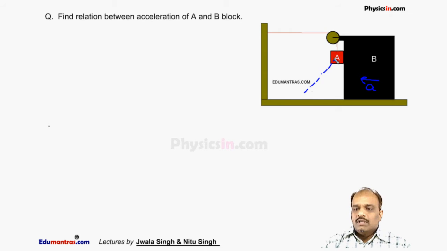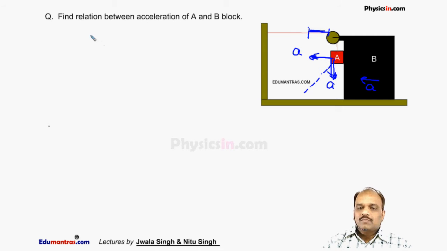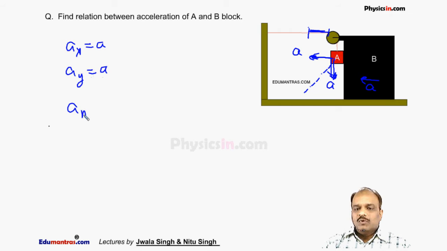So block A has horizontal acceleration a, because these two blocks A and B are in contact. When block B moves horizontally, we get a string from here, and this is the reason for the movement of block A downward. So block A is moving horizontally with acceleration a, and it is also going downward with acceleration a. So the horizontal acceleration of block A is a, and the vertical acceleration of block A is also a. So the acceleration of block A is root over ax square plus ay square, which is equal to root 2 a. This is the acceleration of block A with respect to the ground.